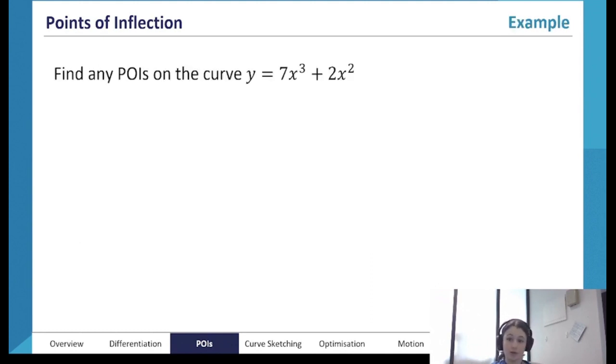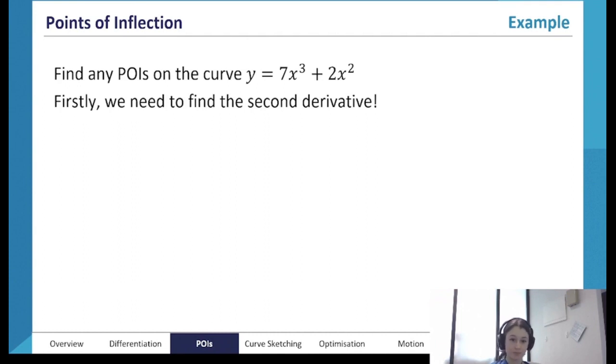Okay, let's get into an example of this. We need to find the points of inflection on the curve y equals 7x cubed plus 2x squared. The points of inflection occur when the second derivative equals 0 and when the concavity around that point changes. So we need to find the second derivative first.